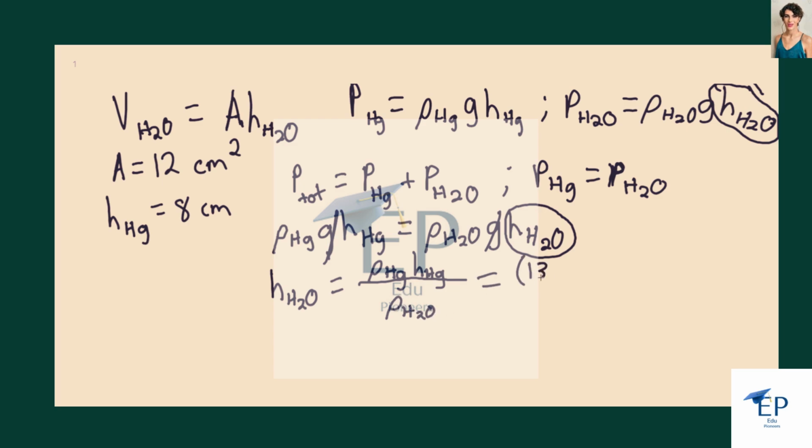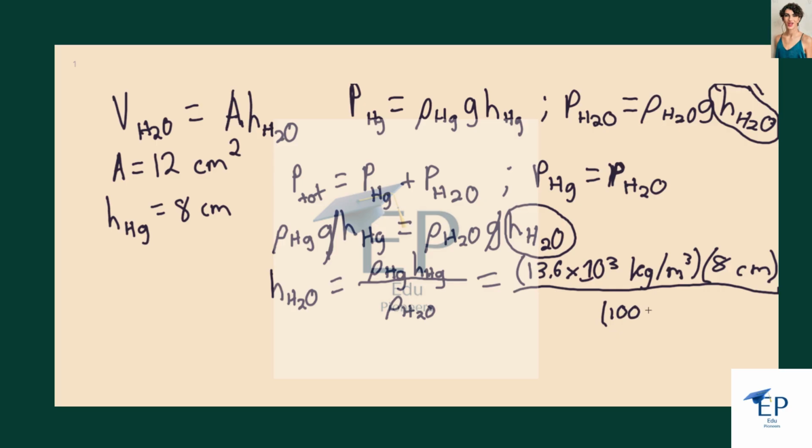The density of mercury is 13.6 times 10 to the third kilograms per cubic meter. And for the height of the mercury, here we can use 8 centimeters. Our cross-sectional area is in centimeters and our height is in centimeters. We're also using densities of the same unit, so the density of water is 1,000 kilograms per meter cubed. As long as the dimensional analysis works out, we don't have to convert into meters if we keep centimeters constant throughout the entire problem.